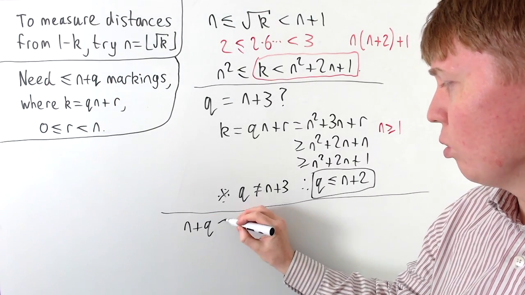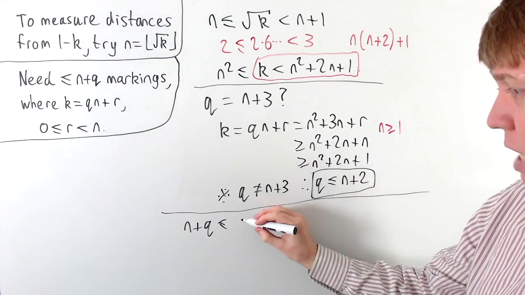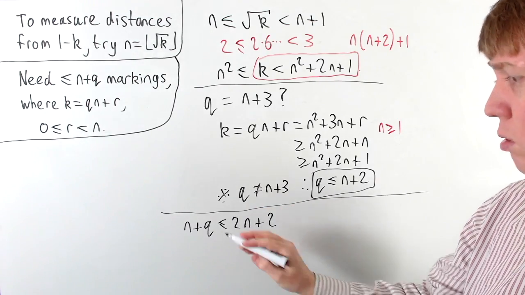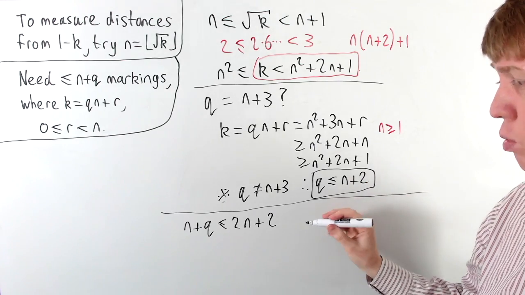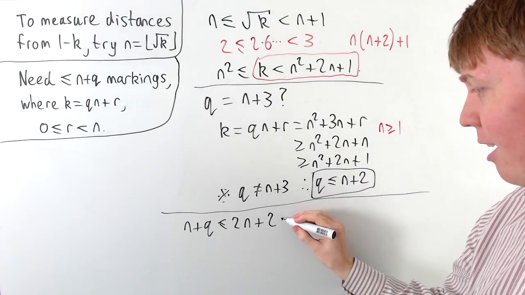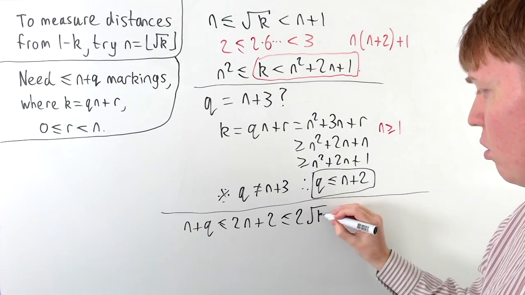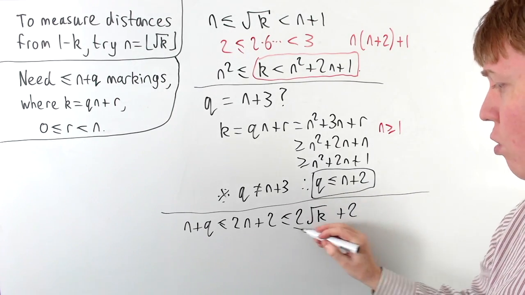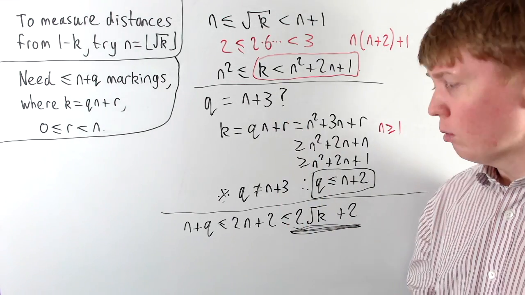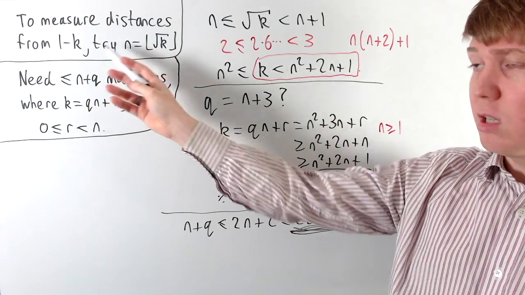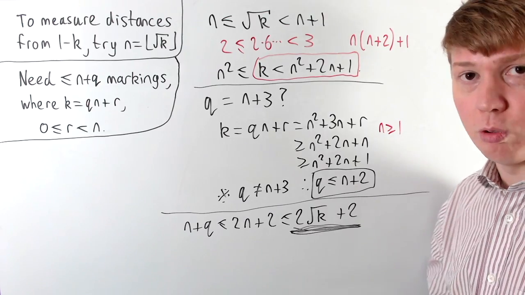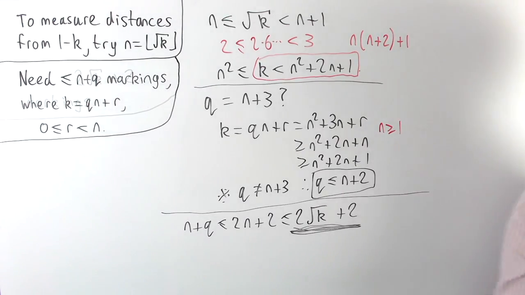So n plus q, first of all, we know q is less than or equal to n plus 2, so this is less than or equal to 2n plus 2, so you've got n plus another n plus 2, and we also know that n is less than or equal to the square root of k, so this is less than or equal to 2 root k plus 2. So we get this then as our upper bound. Given any value of k, we can always measure all the distances from 1 to k using at most 2 root k plus 2 markings.